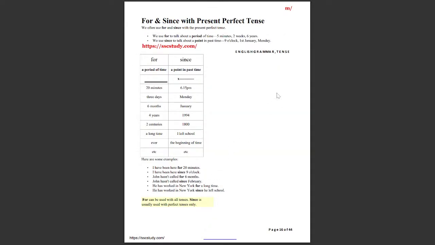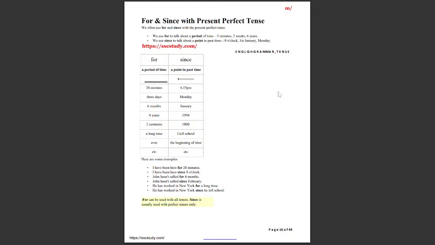Next, for and since with the present perfect tense. We often use for and since with the present perfect tense. We use for to talk about periods of time, like 5 minutes, 2 weeks, 6 weeks. We use since to talk about a point in past time, like 9 o'clock, the 1st of January, Monday. So for is for a period of time, and since is a point in past time.